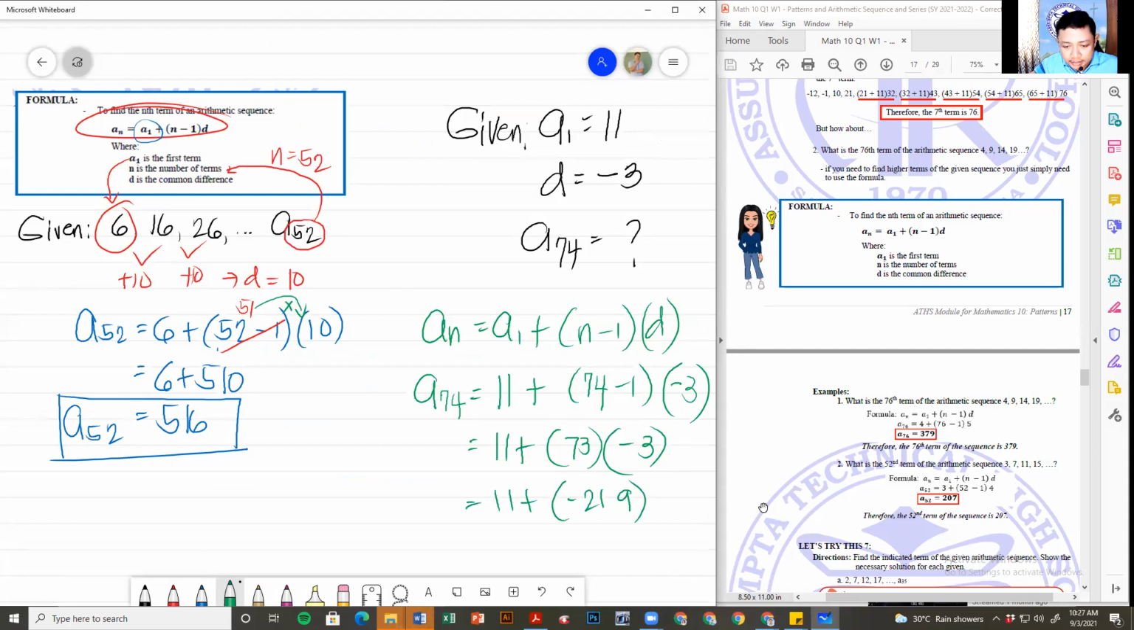Your debt is 219, and your money is only 11 pesos. What remains? Debt or change? Type in the chat box. Debt. Correct. Because it's negative. The negative is bigger. How much is your debt still? 208. Since it is debt, remember, it's still negative. So A sub 74 is equal to negative 208.